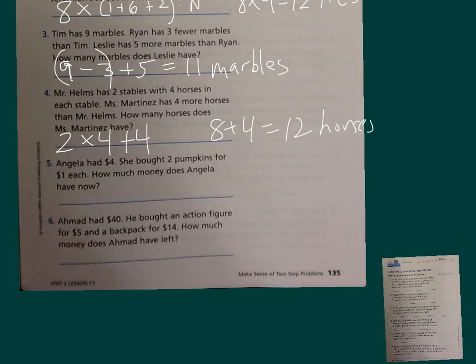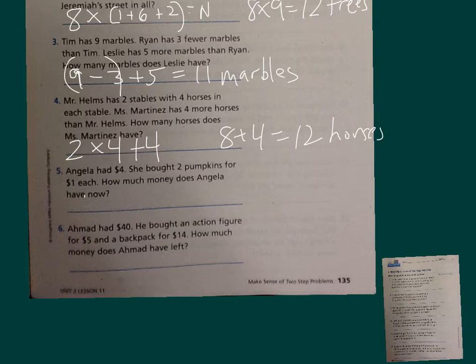All right. Angela had $4. She bought 2 pumpkins for $1 each. How much money does Angela have now? So she started with $4, and then she subtracted 2 times 1. And I don't really need to put these in parentheses because, actually, I'm going to erase that because we're learning not to do that with parentheses, so you don't have to do it because you're supposed to do the multiplication first. So if she started with $4 and then she bought 2 pumpkins for $1 each, that means 2 times 1 would equal n, or you could just put the answer. So that tells you to do the multiplication first, so you're going to end up with 4 minus 2, and that means she has $2 left over.